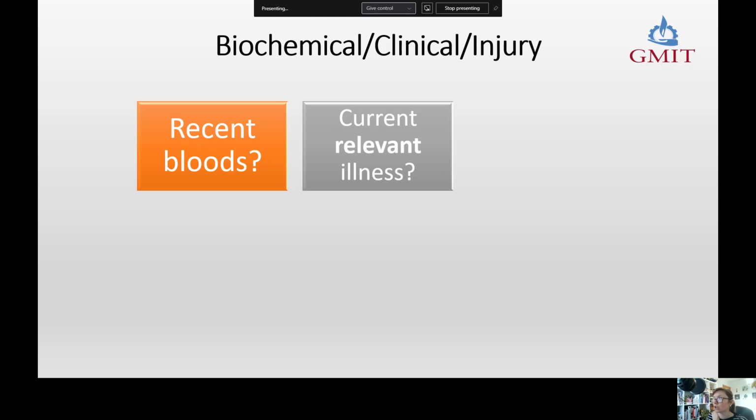The next one is current relevant illnesses. So now we're on to clinical. You want to ask your participant, do you have any existing illnesses? If your participant says, I have asthma, that might be important for your exercise intervention. If they said, I have eczema, a skin condition, unless they tell you that there's a dietary trigger, which there may or may not be, that's not relevant.